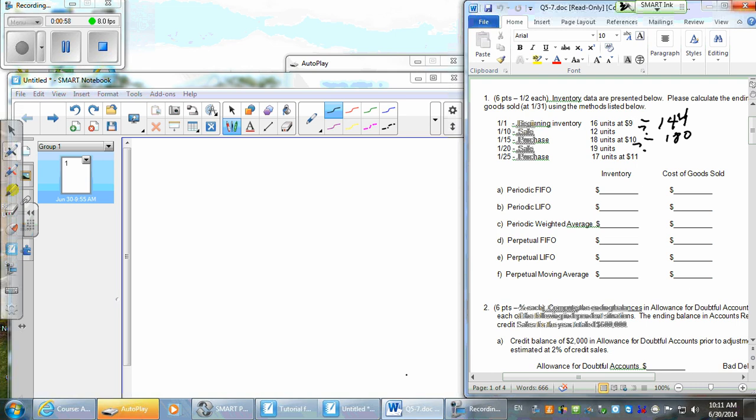What's 17 times 11 for this one? 187. Okay. So do I know what my total purchases are? Sure, just add them up. Right? Do I know what my beginning inventory is? Sure. Okay? So no matter what I do here, I know this stuff. Okay? So here we go. Let's do inventory in units and inventory in dollars. Okay?